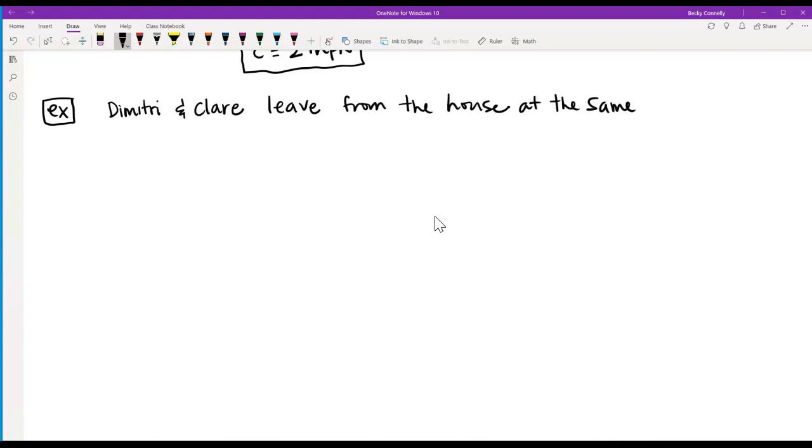Because some of the questions will say that some leave maybe 6 hours or something after the other one. So it's important to know if they leave at the same time or if they leave at different times, right? So this first one we'll do, they leave at the same time, okay? Traveling in opposite directions.